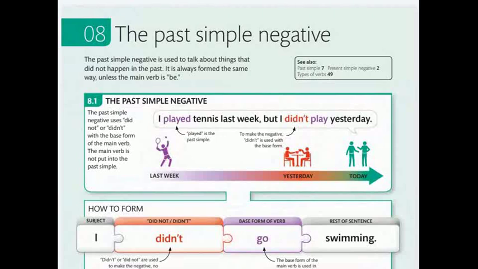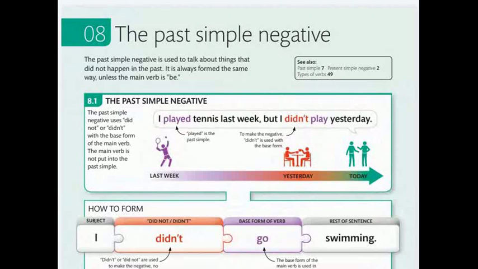The past simple negative. Unit number 8. The past simple negative is used to talk about things that didn't happen in the past. It is always formed the same way unless the main verb is be. 8.1 The past simple negative. The past simple negative uses did not or didn't with the base form of the main verb. The main verb is not put into the past simple.